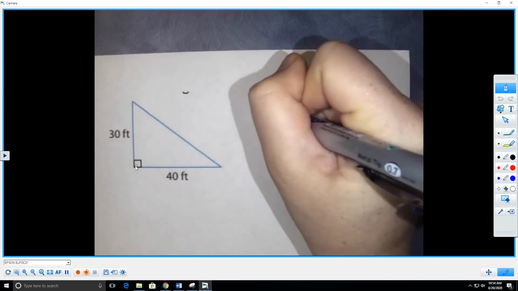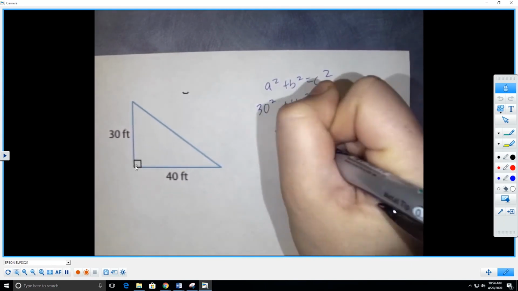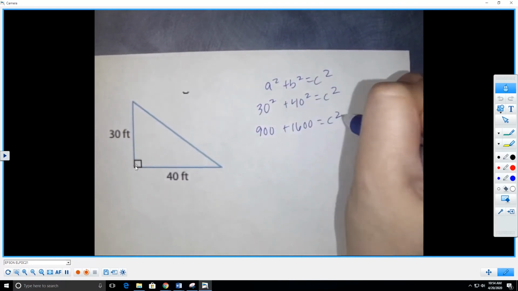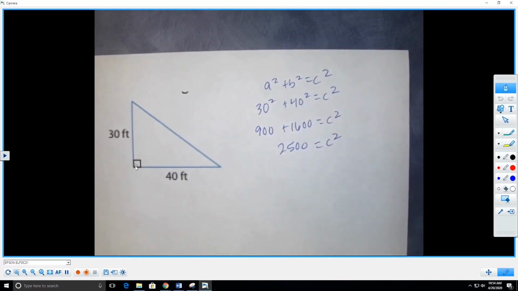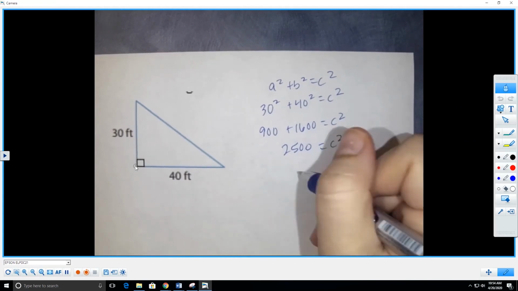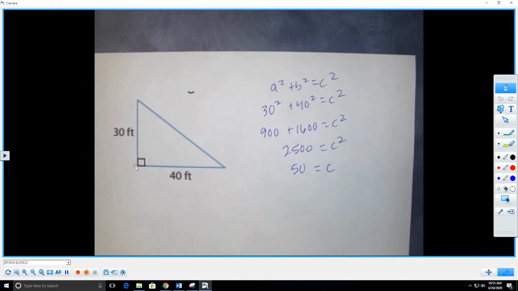I'm going to plug in our leg lengths here and simplify those. I'm going to take the square root of both sides and get 50 equals C. Great work.